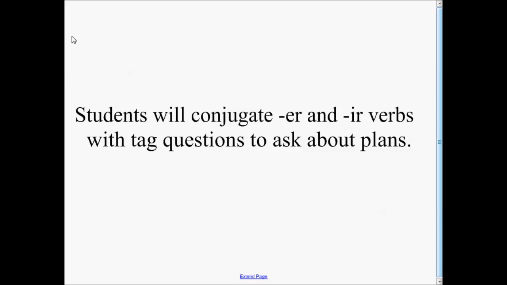Remember, our objective was that students will conjugate ER and IR verbs with tag questions to ask about plans. Make sure you've taken great notes, as this is a lot of material that we've covered today. Be prepared to discuss these concepts in class.